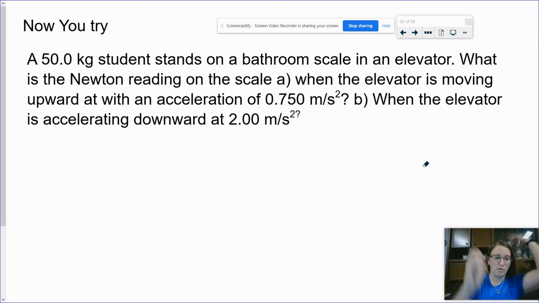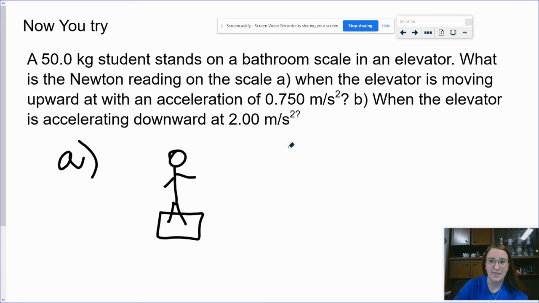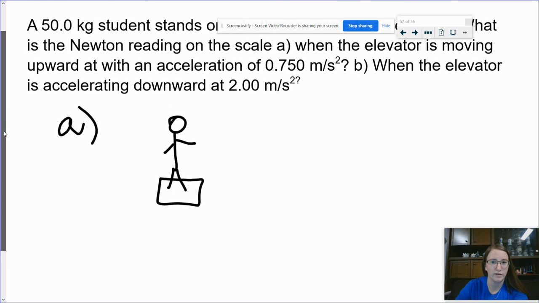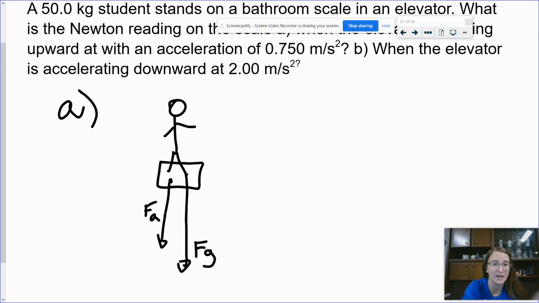Okay, so again, for A, the elevator is moving upward in this case. We got a kid on a scale that weighs 50 kilograms, and the elevator is moving upward with an acceleration of 0.45. So again, we have two forces acting on this person, acting on the scale, I should say. We have the downward force of gravity, and we have the downward force of the acceleration of the elevator. The elevator is moving up, but you want to stay put, and so you feel the force in the opposite direction.